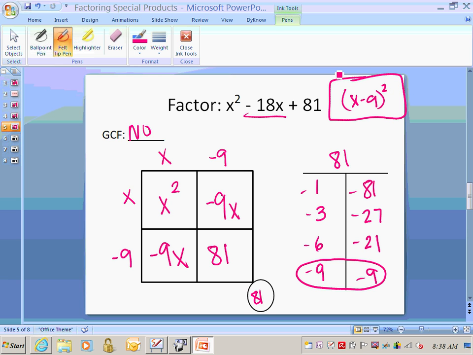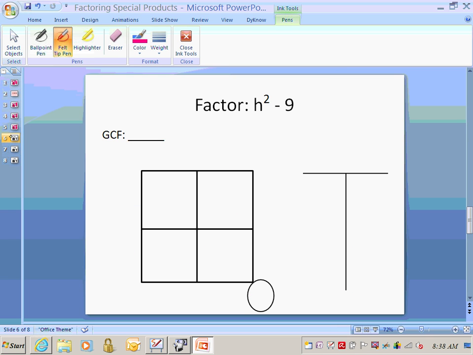Make sense? It's all special factors, they don't have to have a GCF. No, it just happened that way. Sometimes there may be a GCF that you take out. Okay, here's the next one. Write this one down.